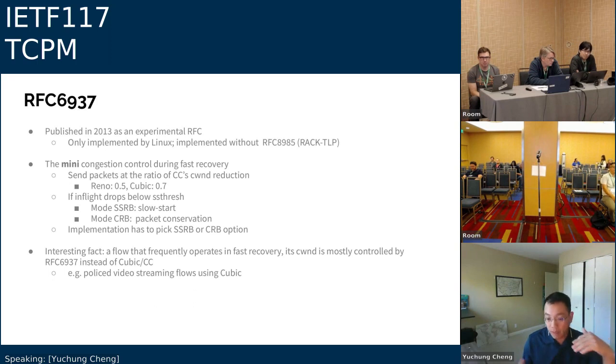Over time, you might encounter more losses during the fast recovery. When the flight size finally drops below ssthresh, the old proposal has two modes that you have to configure manually. You either do a slow start to ramp up to ssthresh, or you do packet conservation: basically one packet out and you send another packet into the network.